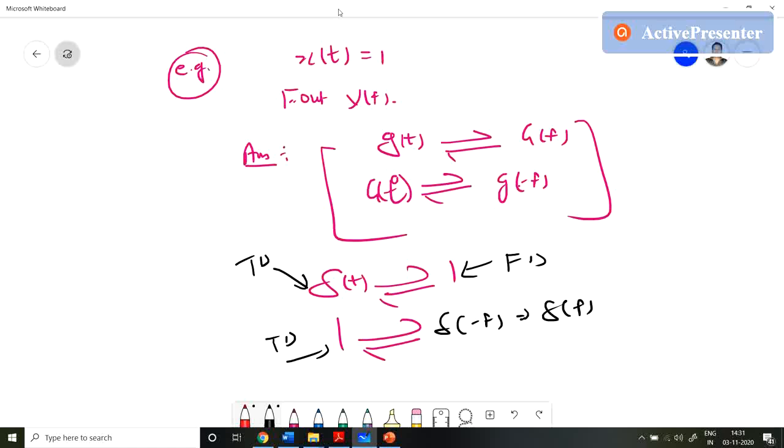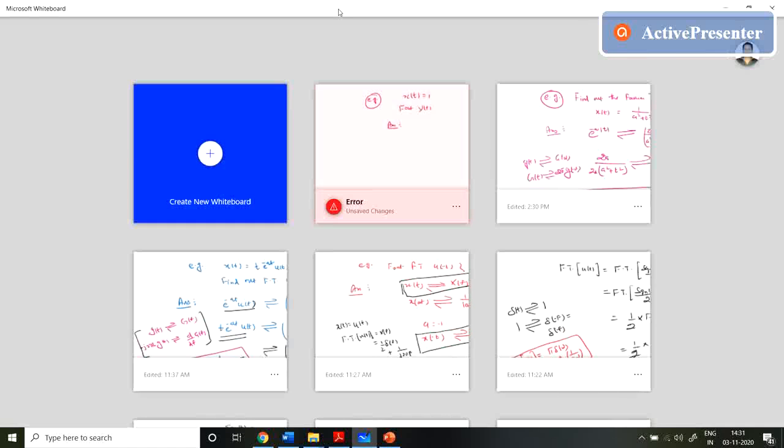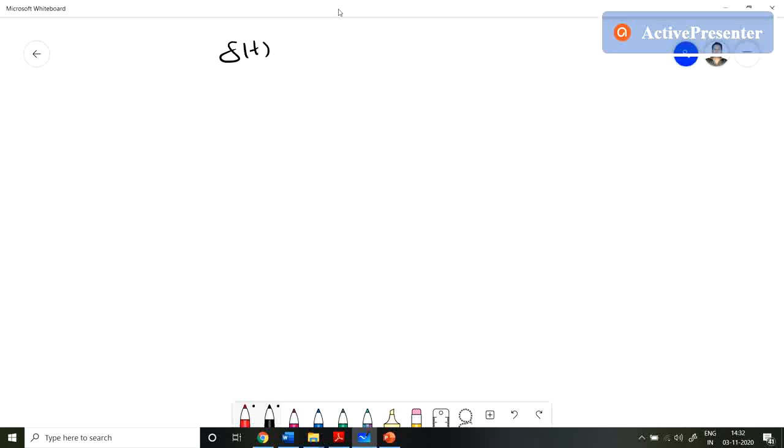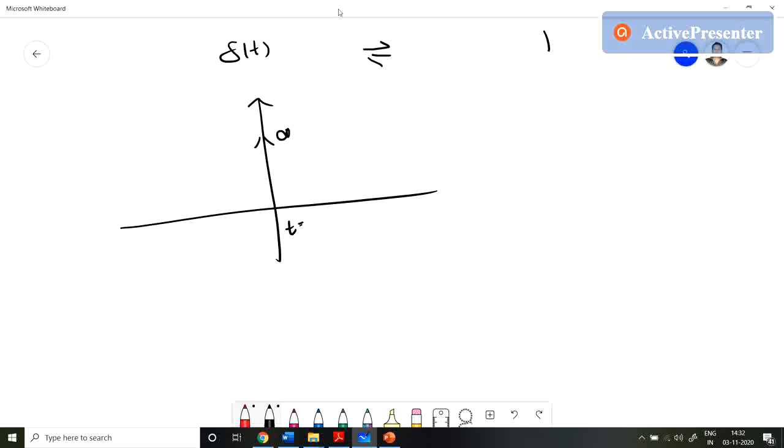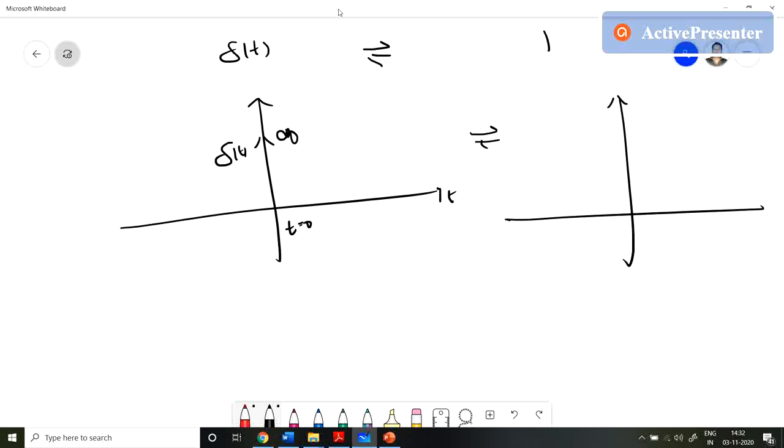So I am just going to explain it by drawing the figure. Delta(t) has Fourier transform equal to 1. This is delta(t); at t equals 0 it tends to infinity. And the Fourier transform is 1, meaning we have a flat line. If this is x(t), then this is X(f).